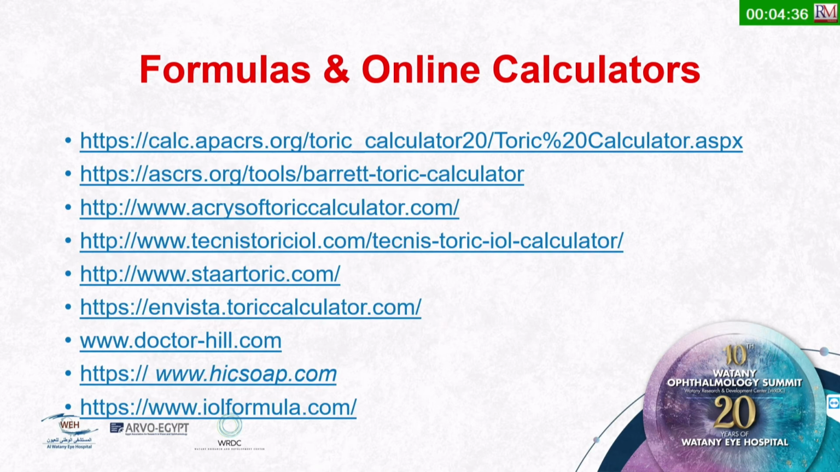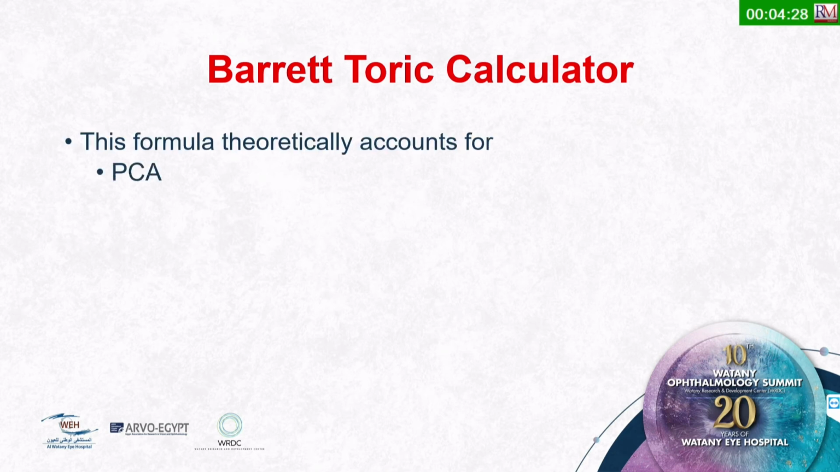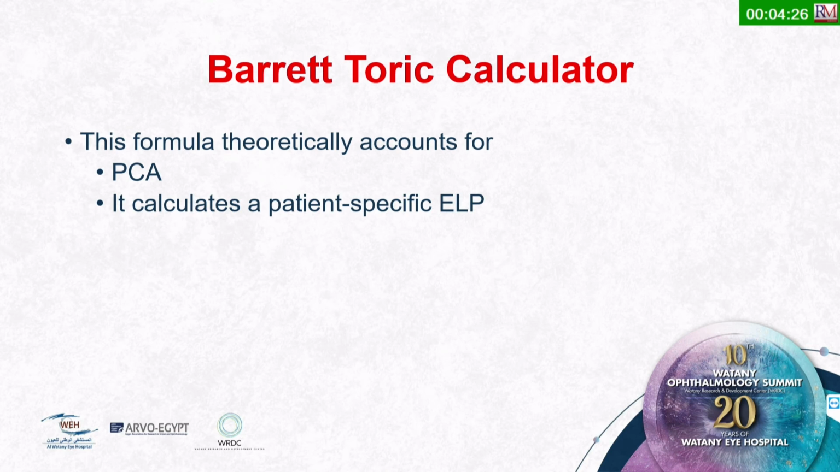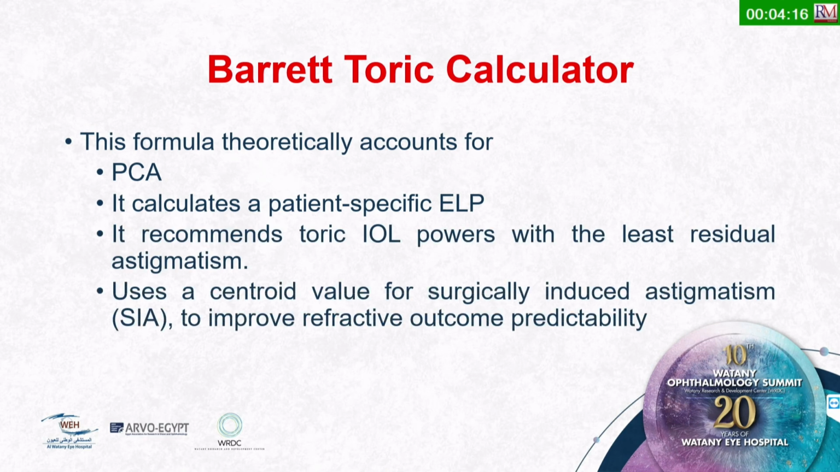These are the most effective in calculating the toric IOL. Here's a list of good websites. Most important of which is the Ascaris calculator and the Asia Pacific. So the Barrett calculator accounts for the posterior corneal astigmatism, calculates the patient effective lens position, recommends toric IOL power with the least residual astigmatism, and uses a centroid value for the surgically induced astigmatism.